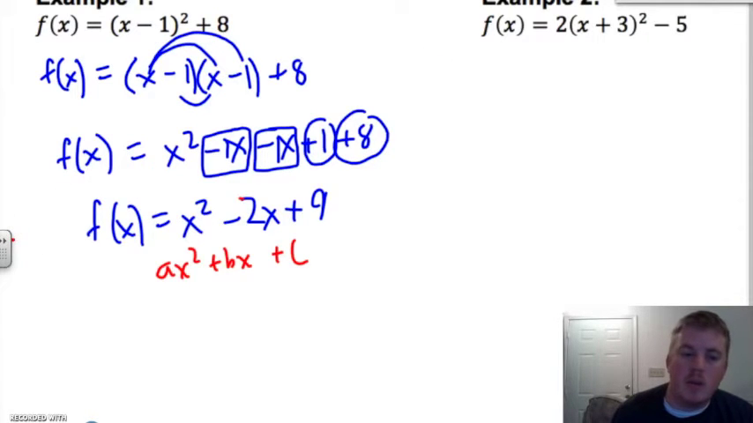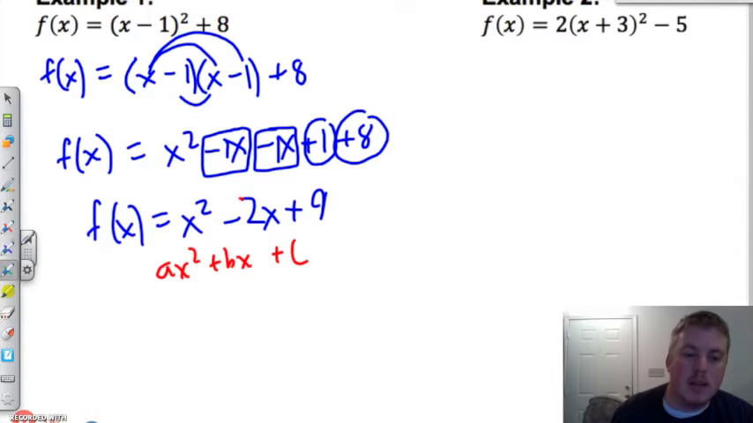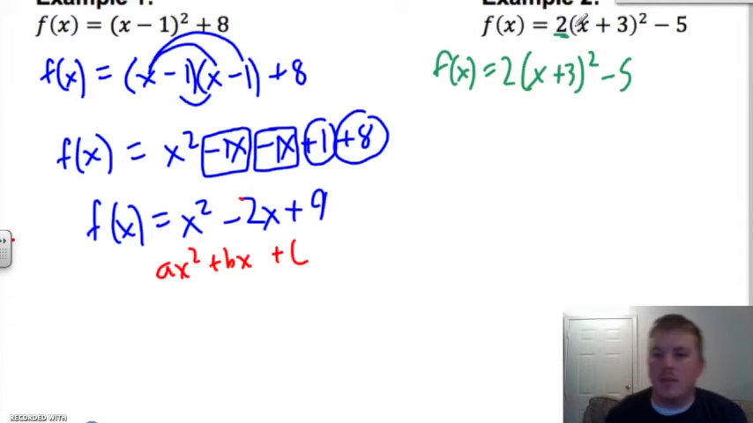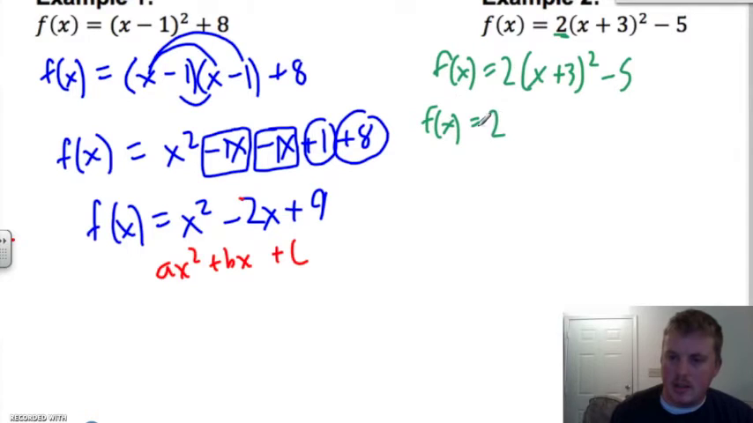So let's look at one more example, going from vertex to standard form. We'll look at example number 2. So we would have f of x is equal to 2 times x plus 3 squared minus 5. Now this is a little bit different because we have a factored out term right there with the 2, but we're not going to treat this much differently than before. For right now, we're going to leave that 2 where it is. We'll come back to it later, but we want to go ahead and expand the x plus 3.